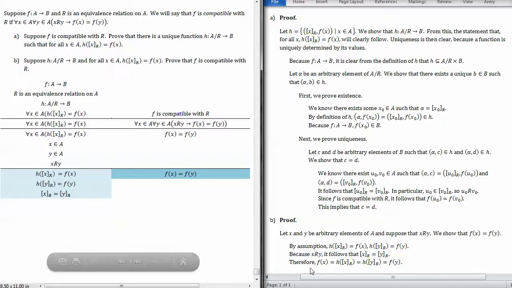If you want a little bit more detail here in the proof, I said, okay, by assumption, those were our instantiations. Because these are related, their equivalence classes are the same. Apply h to each side, you get this equality, and then this one's f of x, this one's f of y from up above, and so we get f of x equals f of y, and we're done.